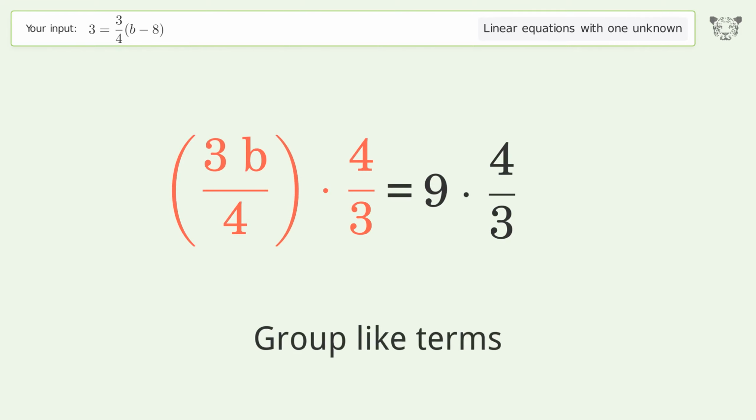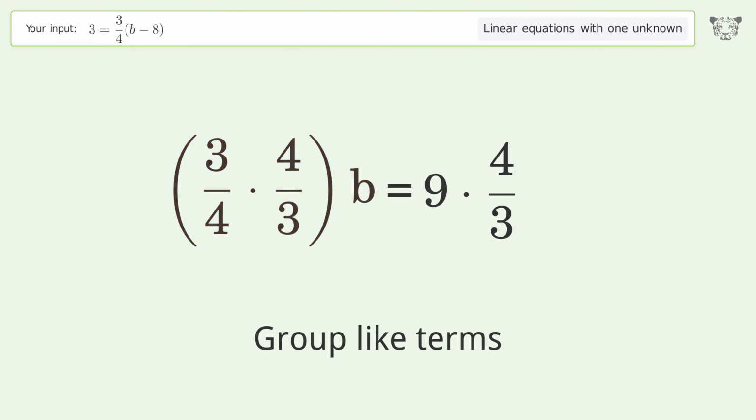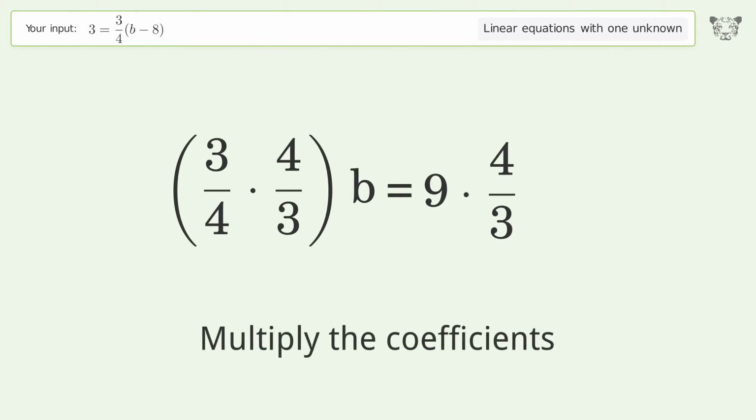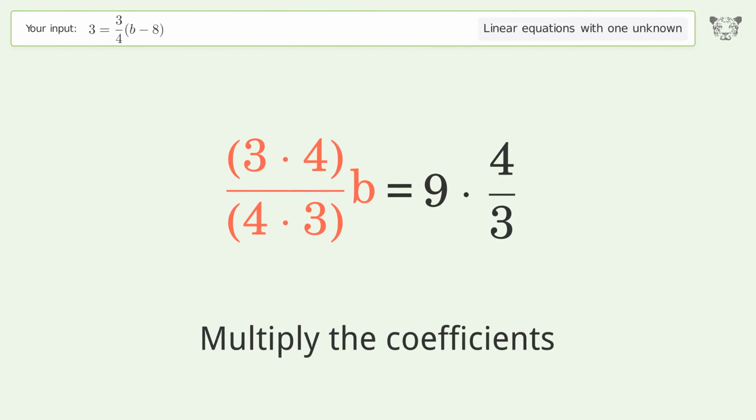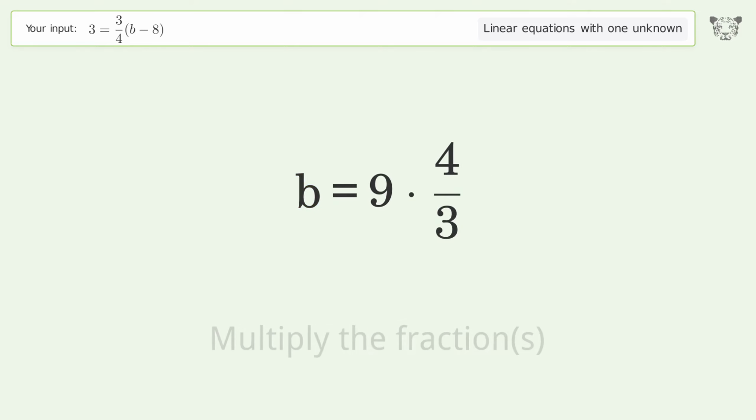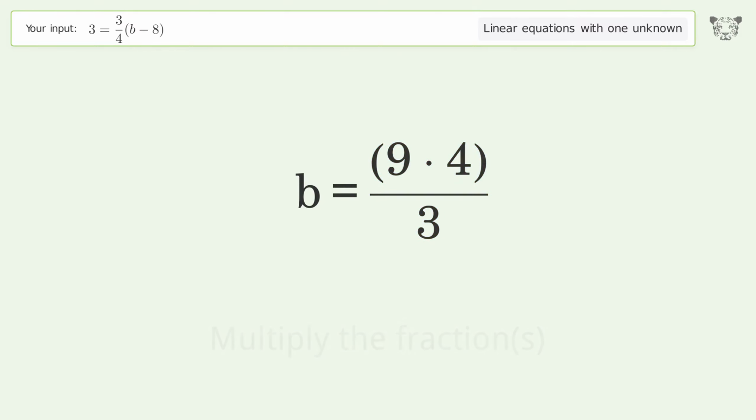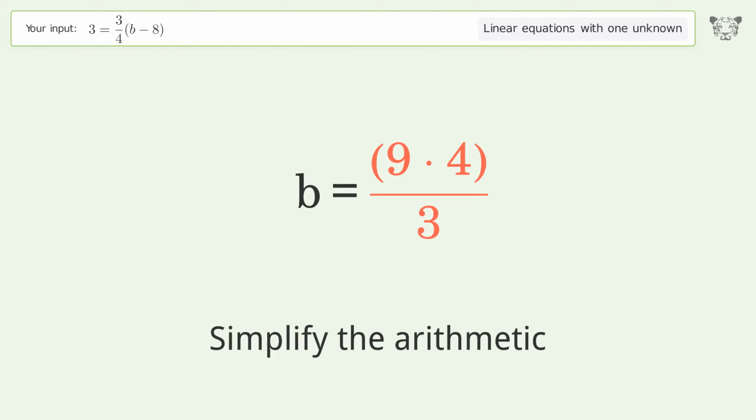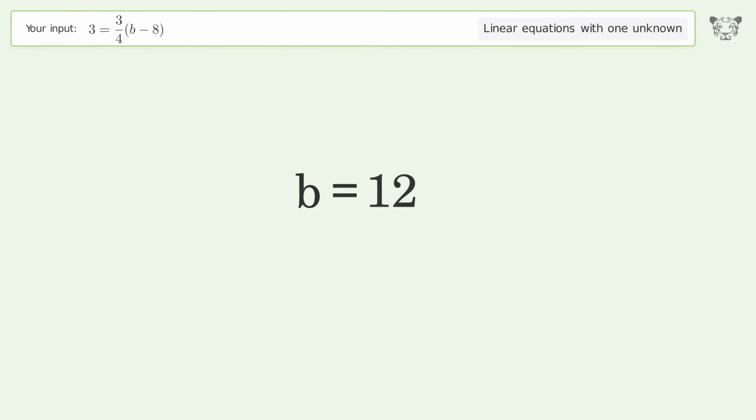Group like terms. Multiply the coefficients. Simplify the fraction. Multiply the fractions. Simplify the arithmetic. And so the final result is b equals 12.